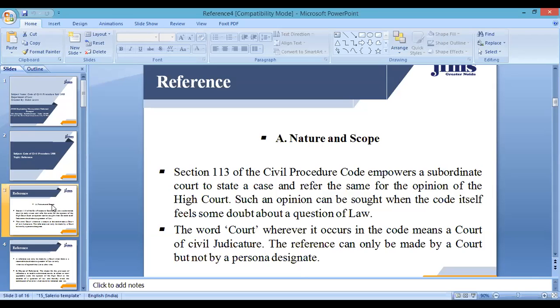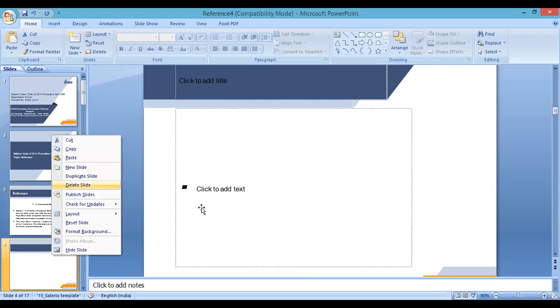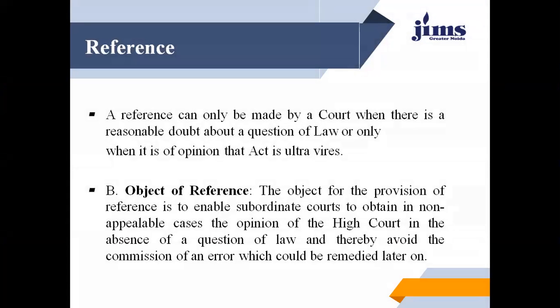Here, the word court, wherever it occurs, means a court of civil judicature, meaning thereby that the reference can only be made by a court and not by persona designata. A tribunal cannot be said to be a court within the meaning of this Code. A reference can only be made by a court when there is reasonable doubt about a question of law, or only when it is of the opinion that the act is ultra vires.